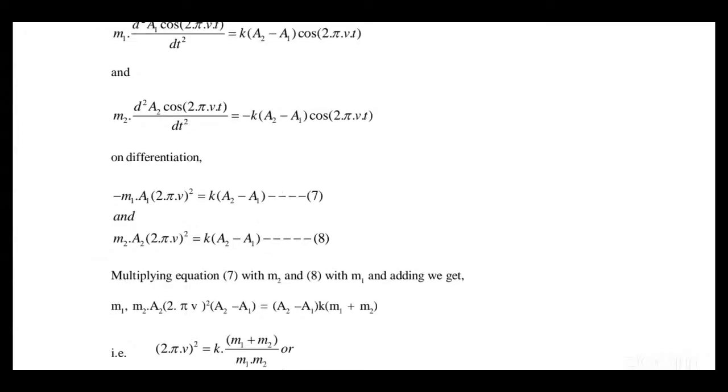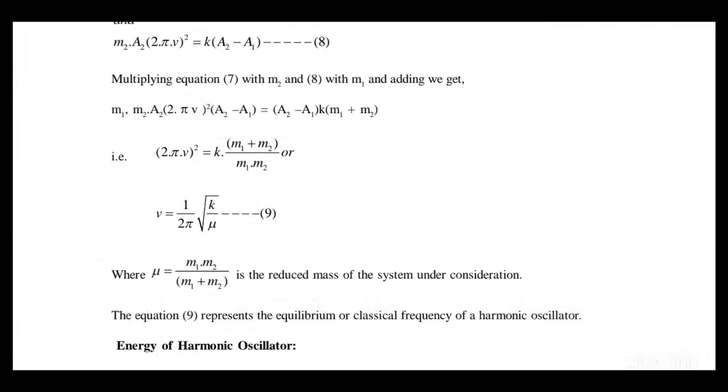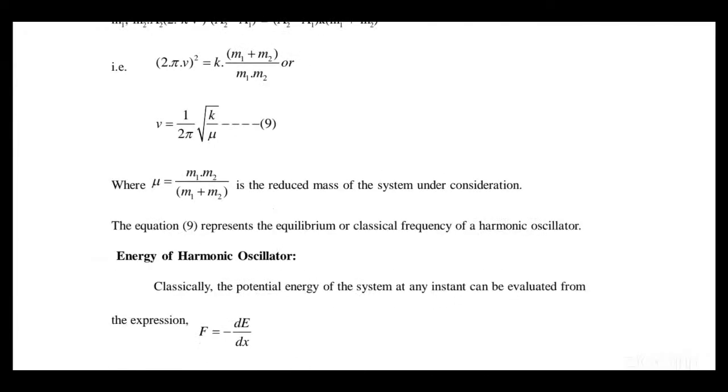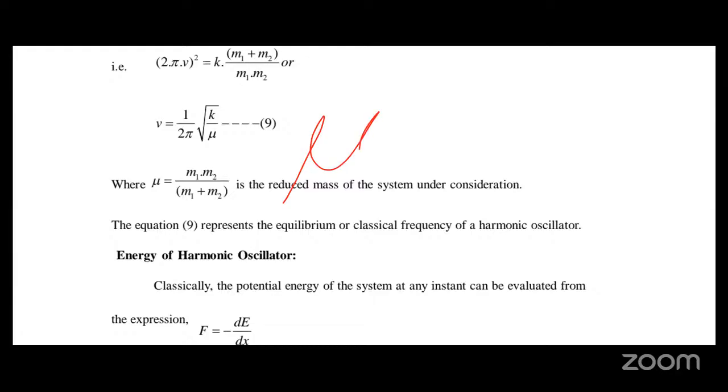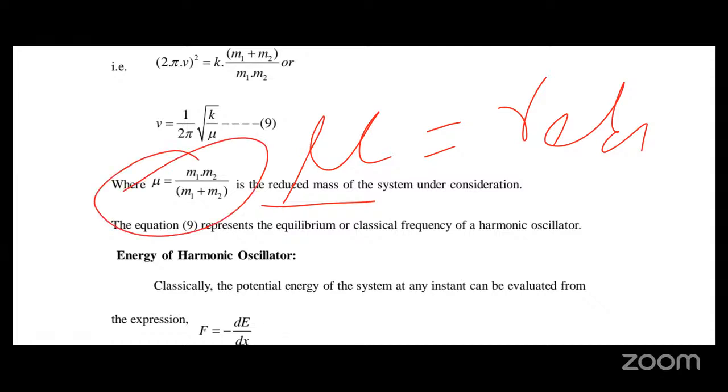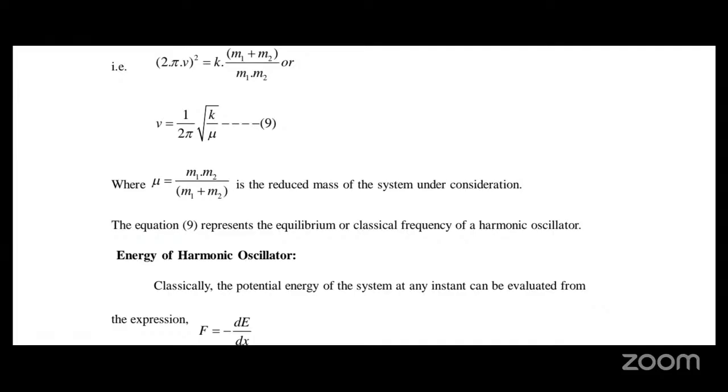And following these mathematical equations, finally we get the equation for the reduced mass: mu equals m1 m2 by m1 plus m2, where mu is the reduced mass here. So we get this equation to calculate the reduced mass.